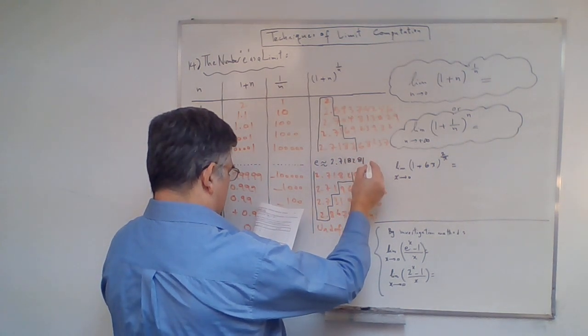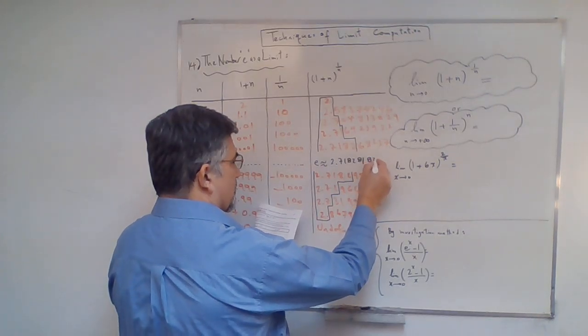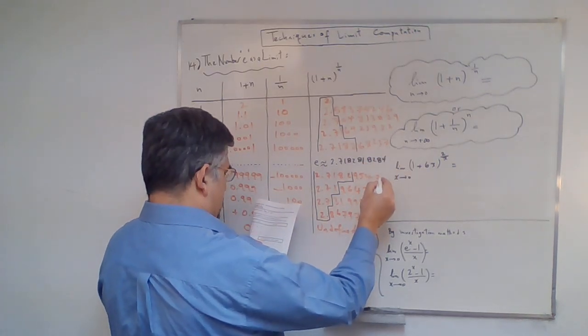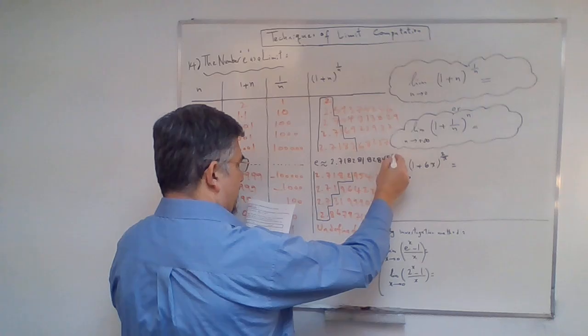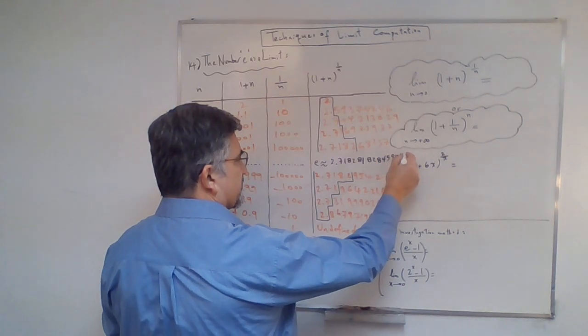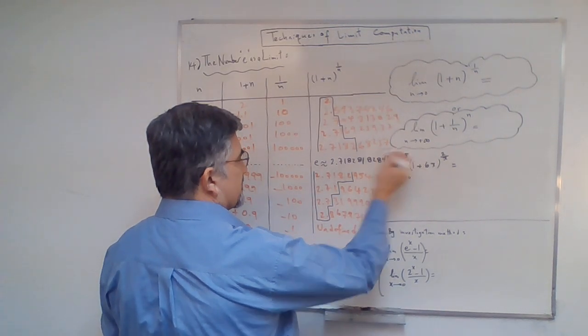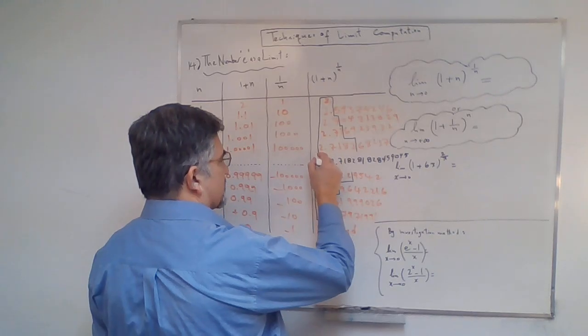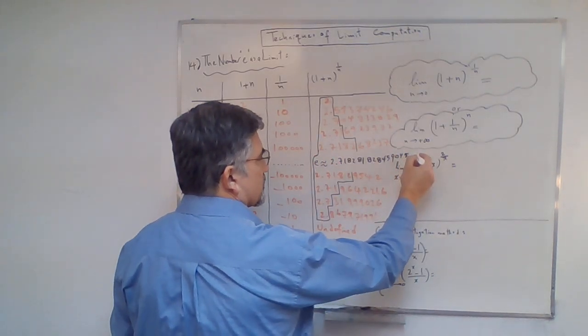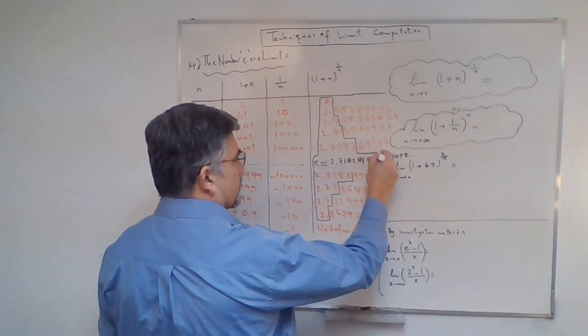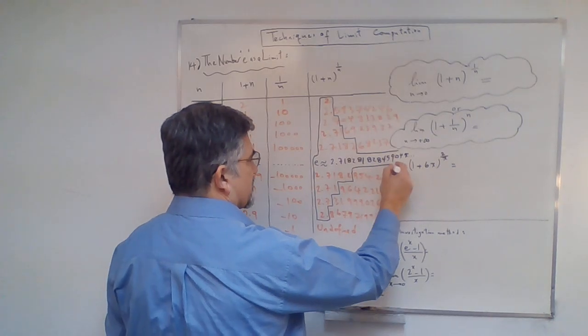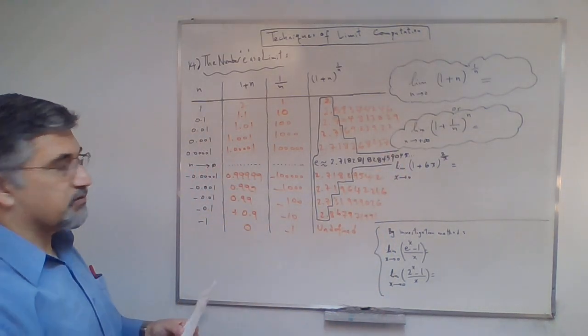2.718281, 8284, and then 59045. So it doesn't even stop here. It's going to continue. So dot, dot, dot, I put it there. So this is going to be that number, which we call the number e.